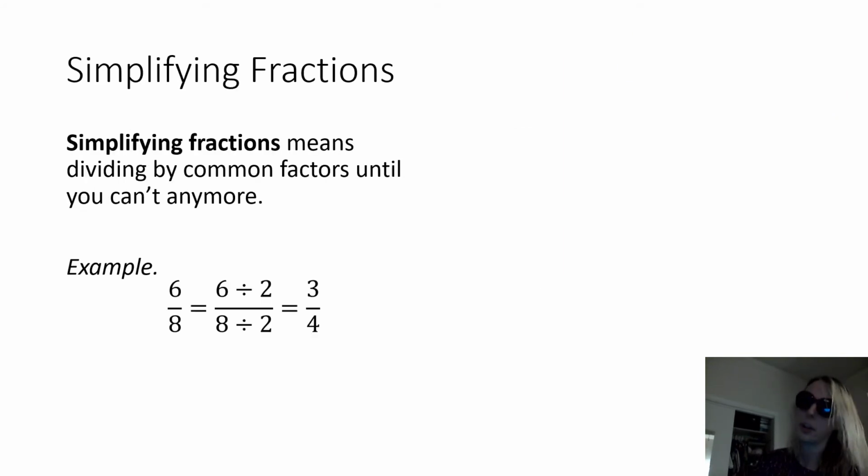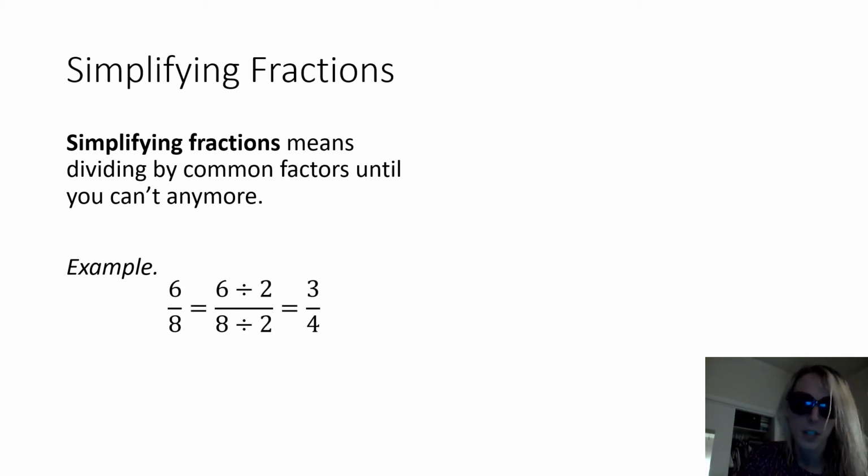And we talked a little bit in class earlier about simplifying fractions. Simplifying fractions just means dividing numerator and denominator by common factors until you can't anymore, until it's in least terms, which is what we call a fraction that can't be simplified anymore. A fraction in least terms. I'll make a little vocab list for you all at some point.